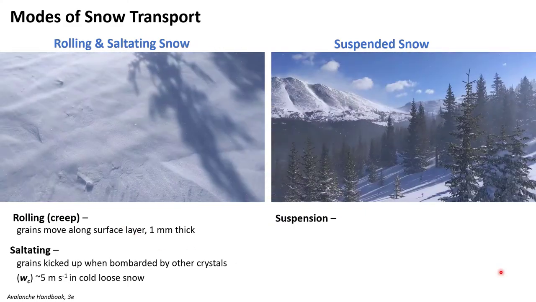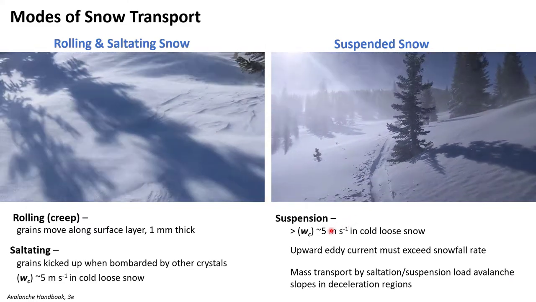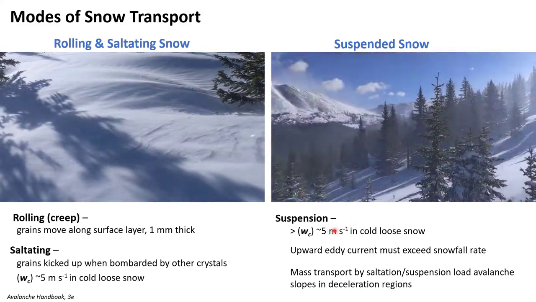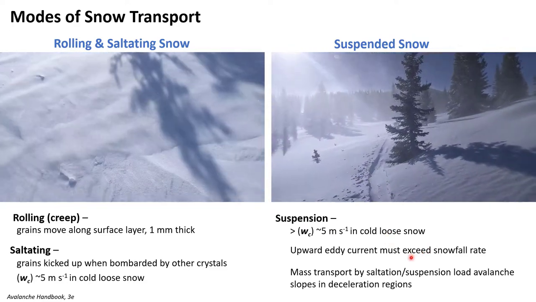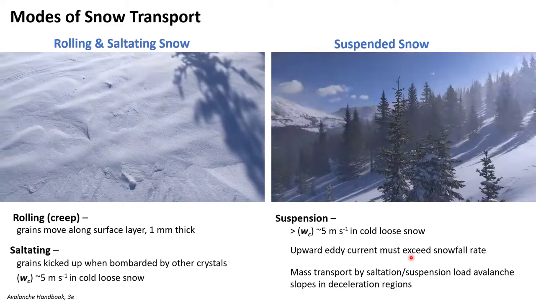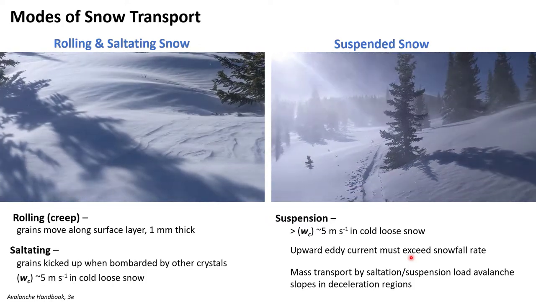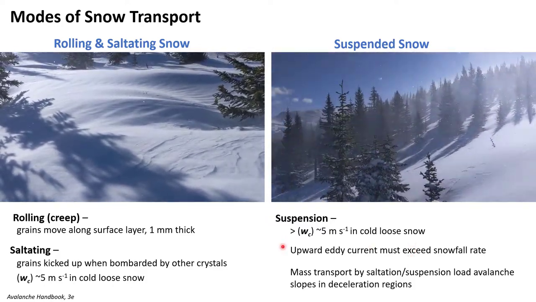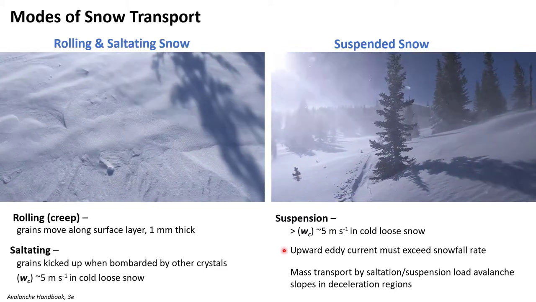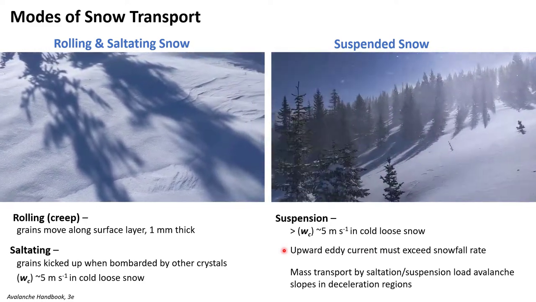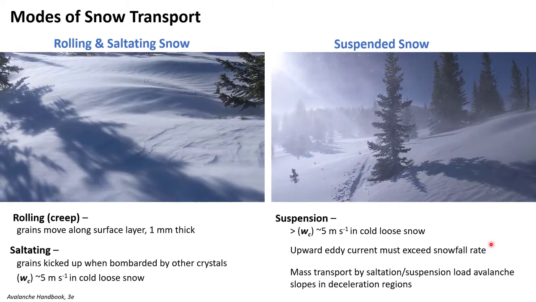What about suspension? So with suspension, typically you need threshold wind speeds above 5, often even above 10, unless you have really cold, dry, loose snow. You also have to have this condition where the eddy current that's caused by the wind, that upward force, has to exceed the snowfall rate or the actual velocity of snow that's coming downward. And in general, all of this mass of snow that's moving, this mass transport by saltation and suspension, they tend to load up avalanche terrain in these deceleration regions, which I'll talk about here in a second.